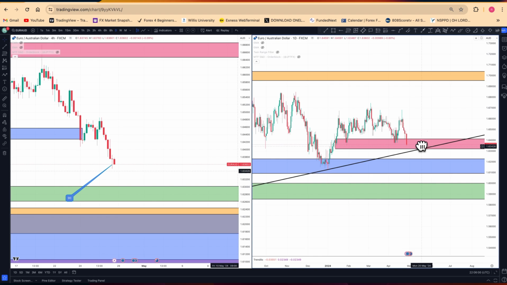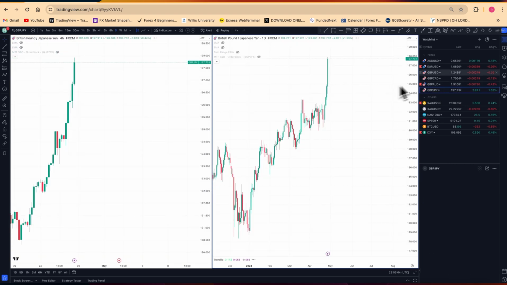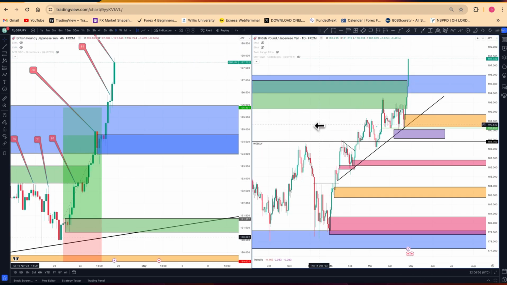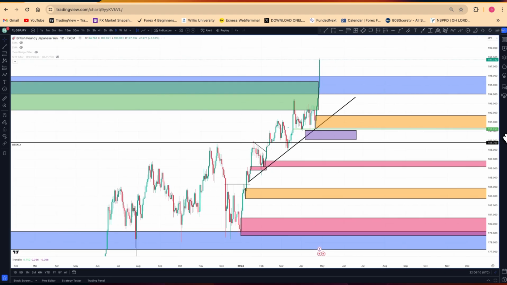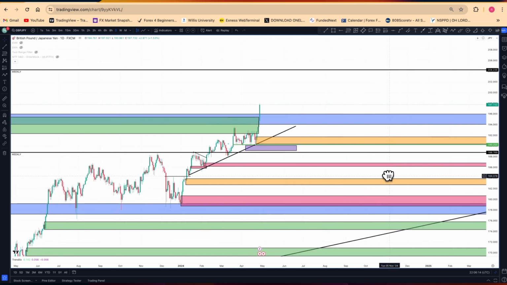Which other pair am I going to? Okay, let me look at GBPJPY. GBPJPY, I made some money here, but I didn't jump in with a big lot size because I was holding EURUSD and S&P 500.